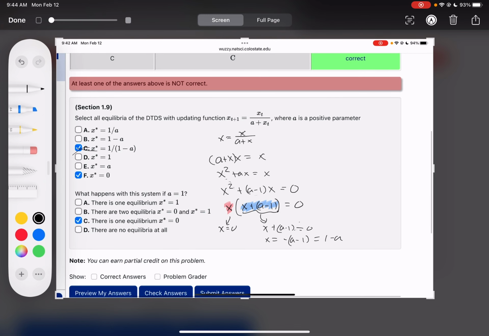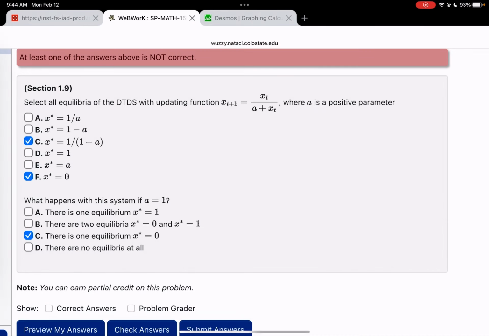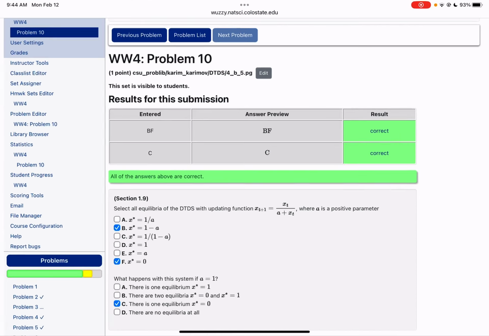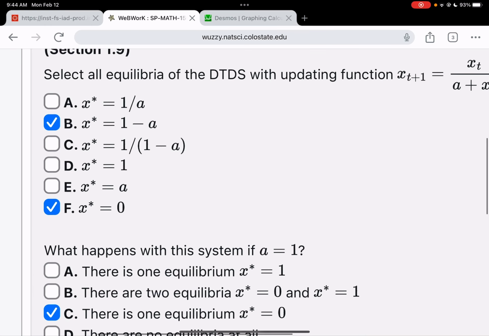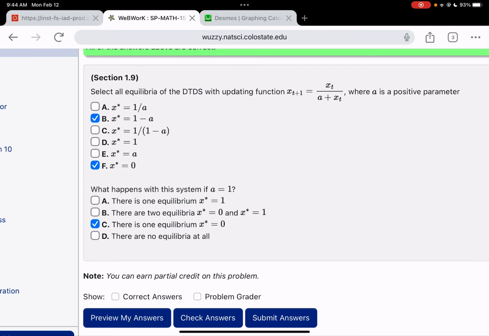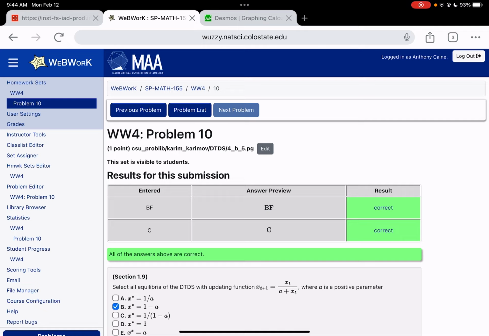Haha, it's not C, it was B. Okay, great. Go away, come here, goodbye. Okay, so now why was this C still correct? Well, look at what happens if you plug in a equals 1. 1 minus 1, you get 0. And so 0 is the same as 0, so you don't have the 1. Okay, cool, that's it. See ya.